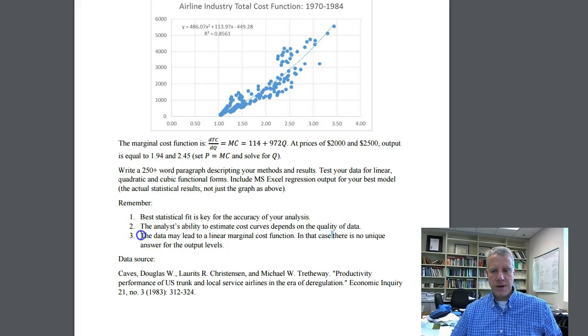Your best statistical fit might be a linear total cost curve, which will give you a linear, a flat marginal cost curve. In that case, there's no unique answer for the output levels, and you just need to report that and tell me that at a price of 2,000, that's going to be $500 greater than the marginal cost, which is going to be equal to the average cost, average variable cost for that airline.